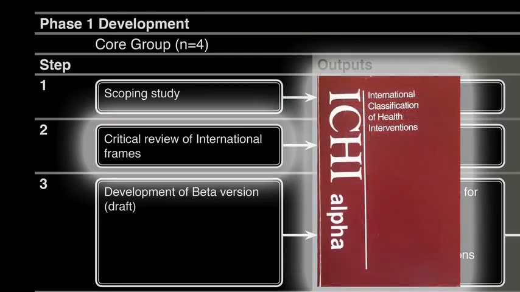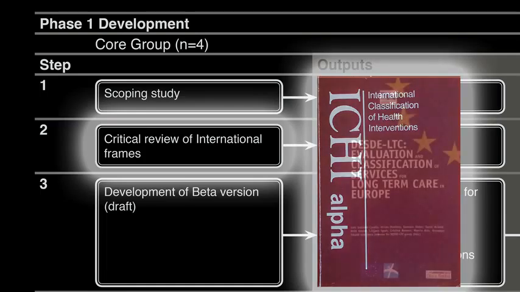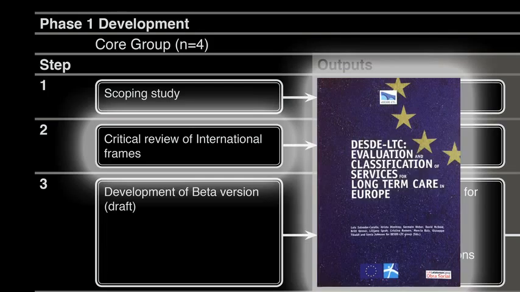The second international framework that we used was the International Classification of Health Interventions, or sometimes referred to as ICHI, I-C-H-I, and we used the alpha version of ICHI. The third classification was DESDE-LTC, and that's a European classification of services for long-term care.